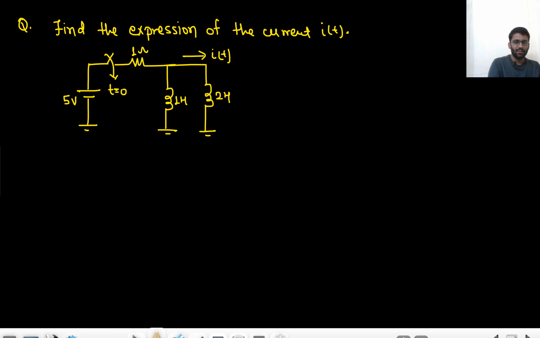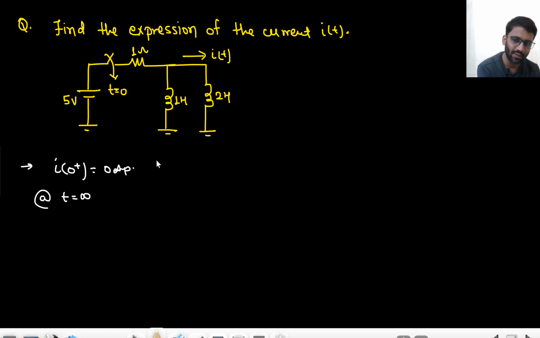Okay, let's see this. You need to find the expression of current I of t. Looks like a very simple problem. But there is one simple thing that you will understand here, which is how the current will be divided. So initially the inductor will be open circuited. So I of 0 plus would be 0 ampere. At t equals infinity, what will happen? At t equals infinity, inductor will be open circuited, right?